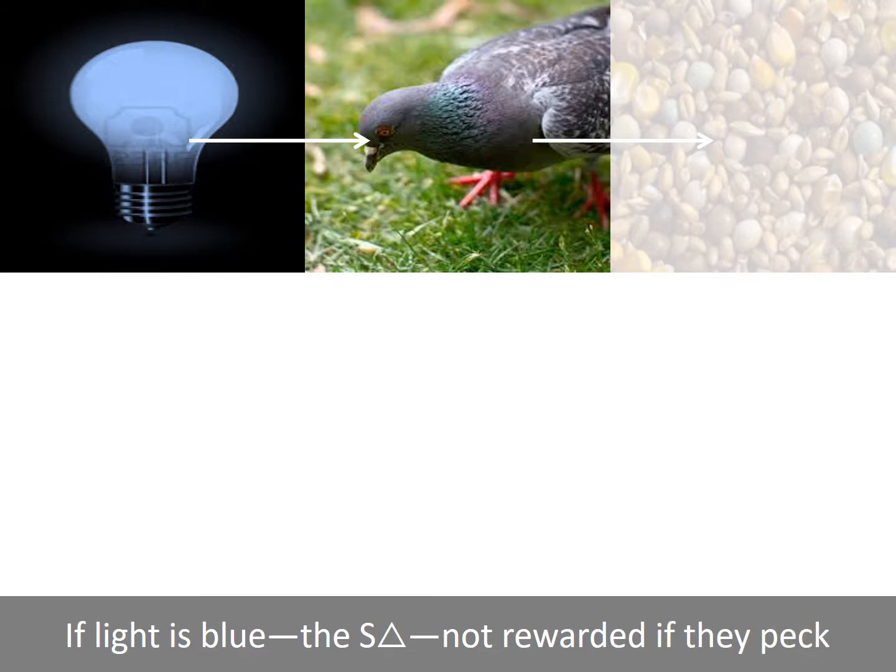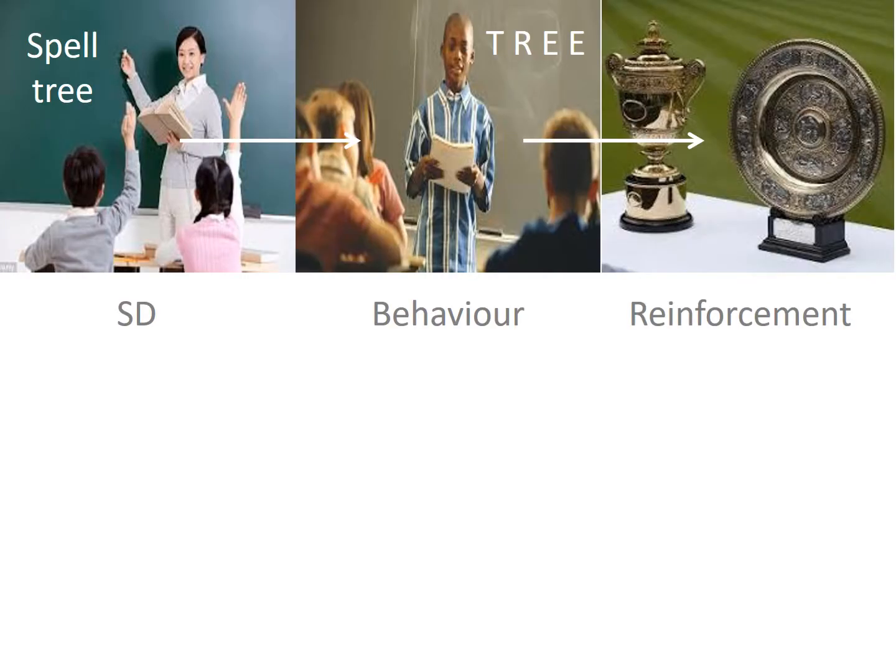Suppose a teacher asks a student to spell some word. If the student answers Tree, this student will be rewarded provided the question was spelled tree, but not if the question was to spell something else. So what is the behaviour, the reward, the SD or discriminative stimulus, and the S delta in this example? Well, in this example, the behaviour is the answer Tree. And the reward is probably the approval or praise of the teacher.